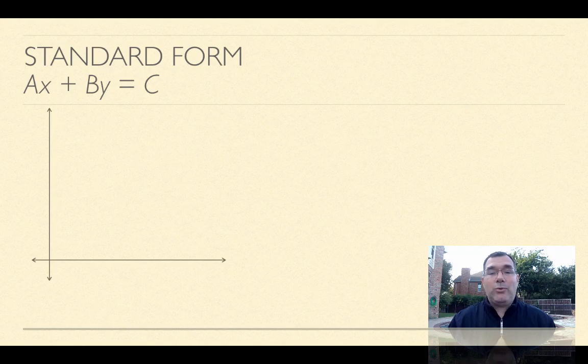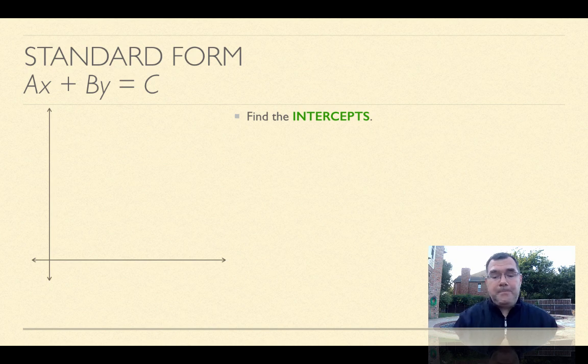Alright, so here's how I graph an equation that is in standard form. The first thing I want to do is find the intercepts. Basically, I only need 2 points in order to figure out where a line is. So if I can figure out where it crosses the x-axis and the y-axis, then I will have my 2 points. Those 2 points are called the intercepts.